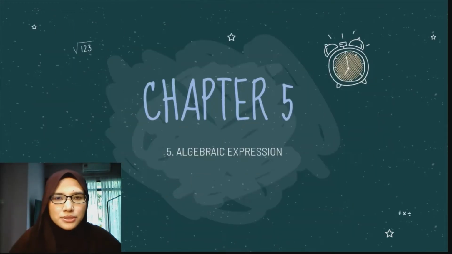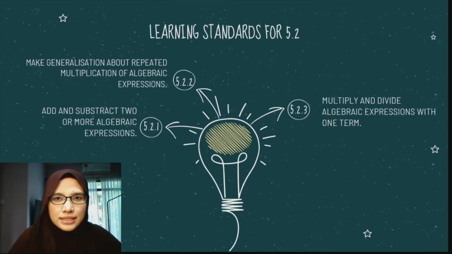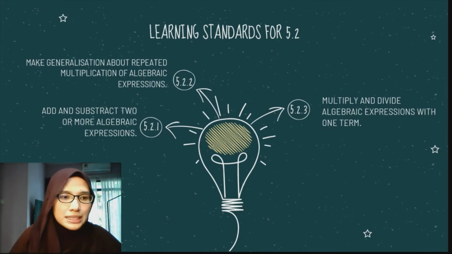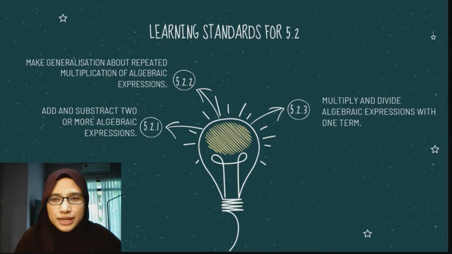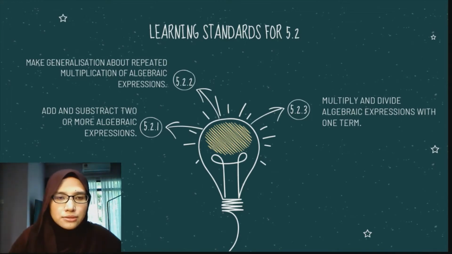In this video, I'm going to explain chapter 5, subtopic 5.2, algebraic expression involving basic arithmetic operation. There are three learning standards for this subtopic. First one is add and subtract two or more algebraic expressions, where we do addition and subtraction. Second learning standard is make generalization about repeated multiplication, where we do some multiplication. And last one, multiply and divide algebraic expression. We are combining the multiplication and division involving algebraic expression. In this video, I'm going to focus on the first learning standard, add and subtract.